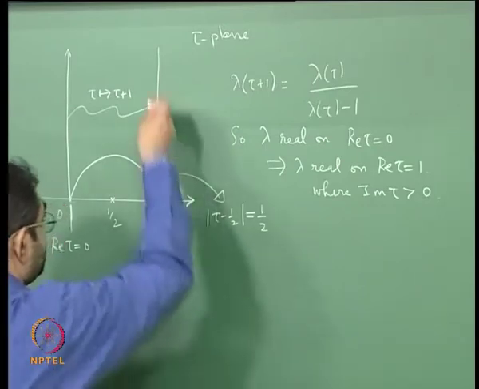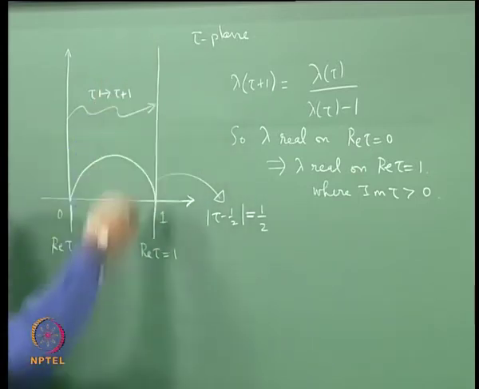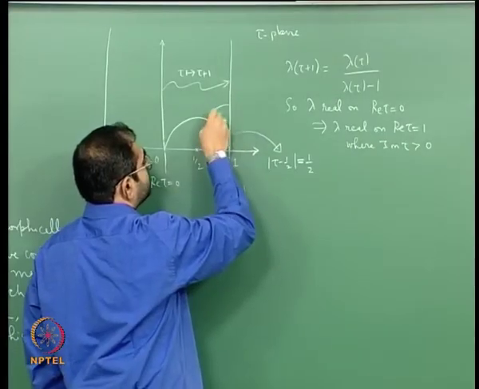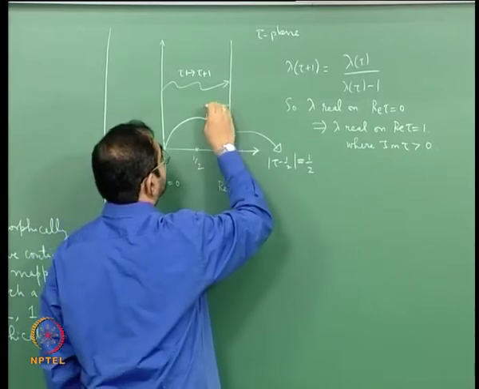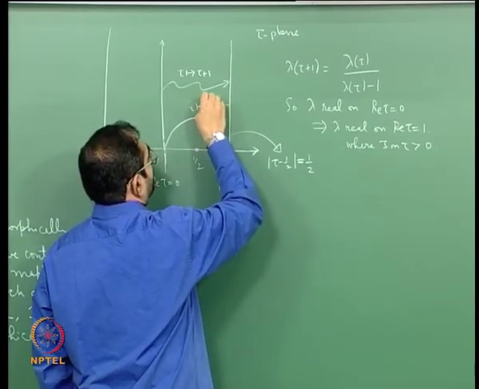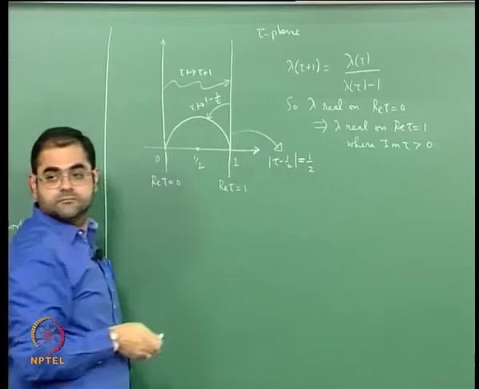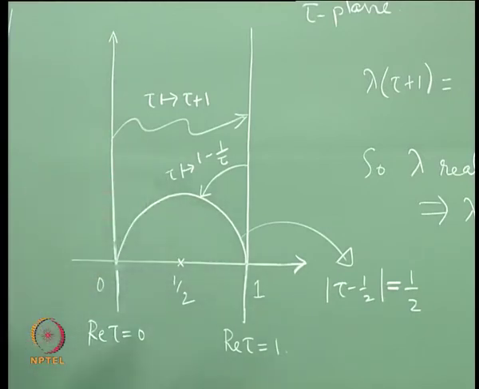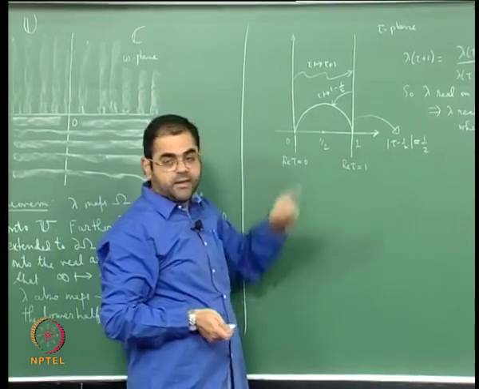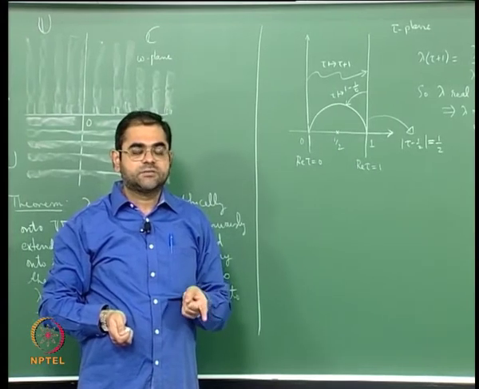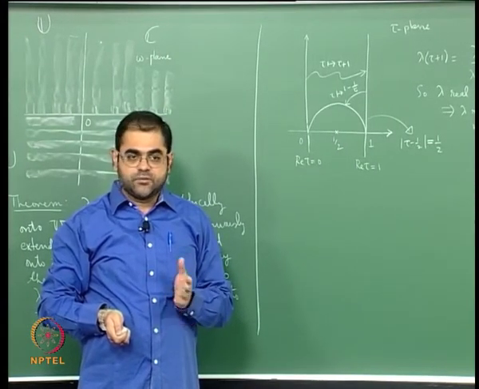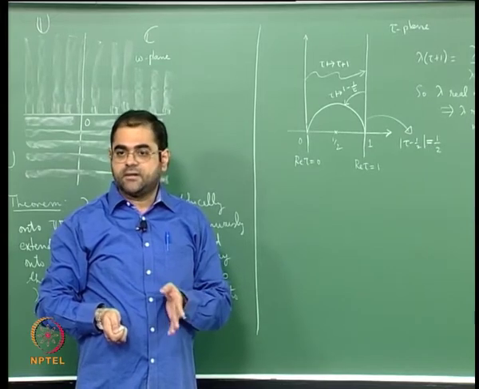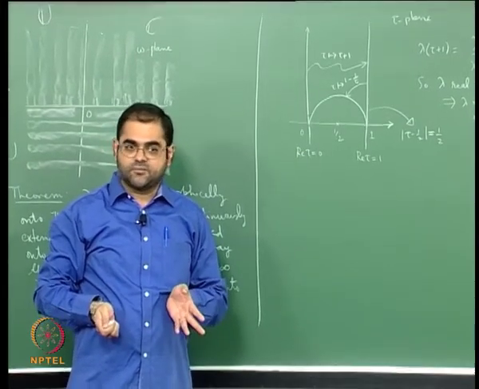Then notice also that this line is mapped onto this circle by a transformation, and this transformation is none other than tau going to 1 minus 1 by tau. It is certainly a Mobius transformation, and you know that a Mobius transformation will map straight lines to straight lines or circles and circles to straight lines or circles. That is a fundamental property of Mobius transformations.